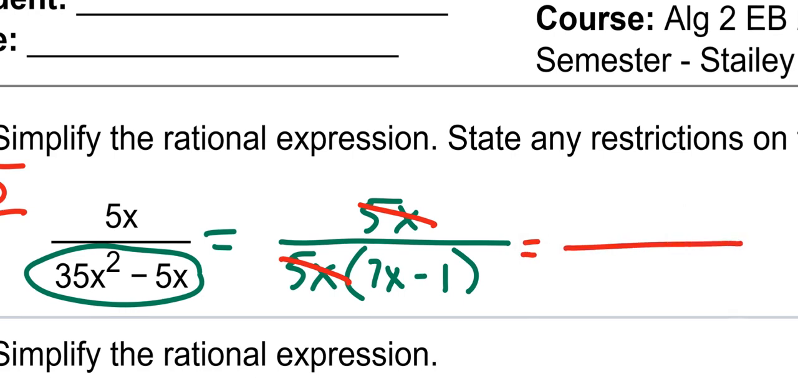Okay, all right. So, what's left? What's my final answer here? My answer is not 7x minus 1, but 7x minus 1 is in my answer. 1 over 7x minus 1. Remember, please remember this and hear this: if you cancel all the factors out of the numerator or all the factors out of the denominator, there's always still a 1. Always.